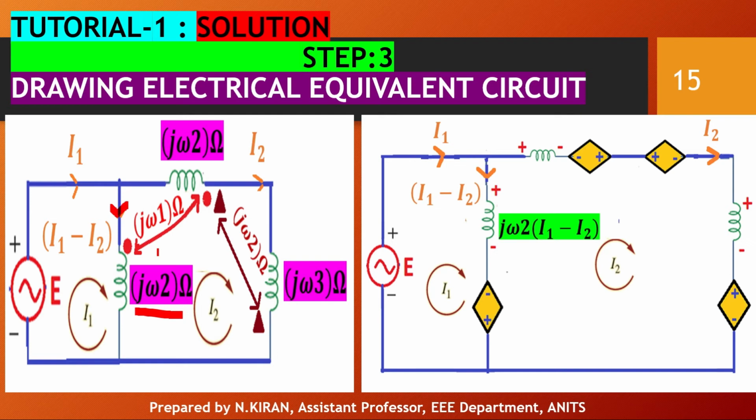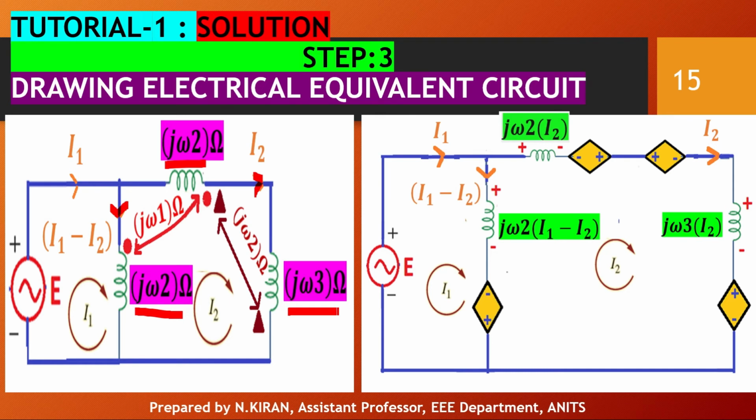Now considering the second coil, the self-inductance of the second coil is j omega 2, and the current flowing through it is I2. Therefore, the self-induced EMF of the second coil will be j omega 2 into I2. When I consider the third coil, the self-inductance of the third coil is j omega 3. The current flowing through it is I2. Therefore, the self-induced EMF of the third coil will be j omega 3 into I2.